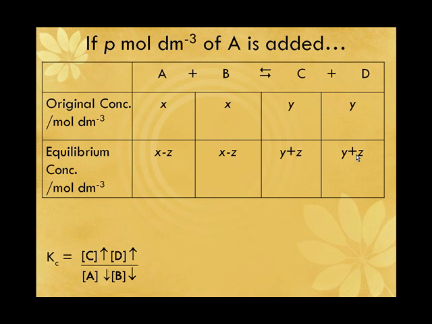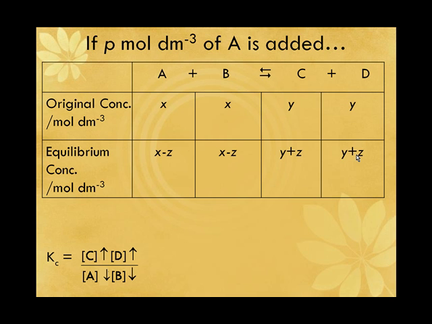So for the Kc, the Kc expression is given by the concentration of C and D multiplied together, divided by the concentration of A and B multiplied together. So you can see that there is an increase of concentration of C and D compared to the original concentration, and also a decrease in the concentration of A and B compared to the original concentration.